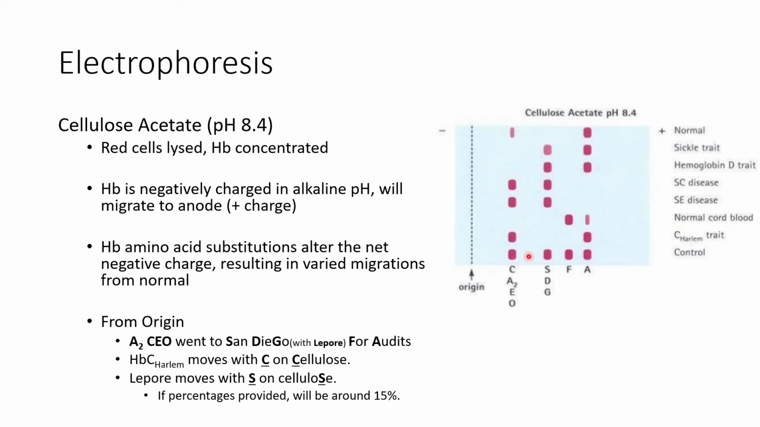So for example, HbC and HbA2 will reveal the same banding pattern. However, HbC and HbD will show different banding patterns. One way to remember which hemoglobin type falls under which band is by the mnemonic ACEO went to San Diego for audits. A2, C, E, and O move together. They fall under the same band. S, D, G, and Lepore fall under the S band. F and A are their own separate bands. Hemoglobin C Harlem will move with C on cellulose.